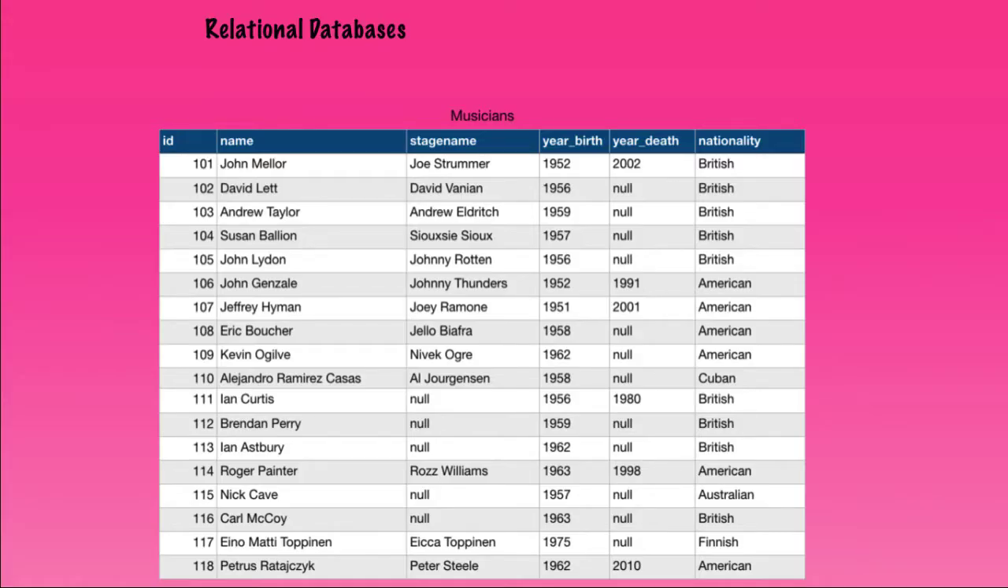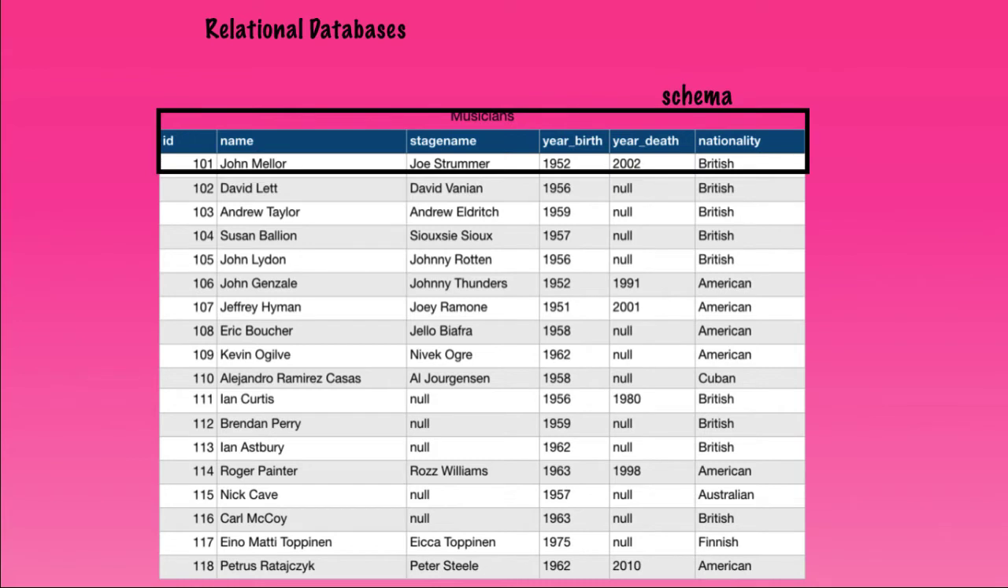In the traditional relational database model, we start with a table. I've created a list of musicians with a few bits of information about them. The information at the top of the table is the schema. This has to be defined ahead of time. So when the database is first created, one of the first things that's done is adding each of these columns.